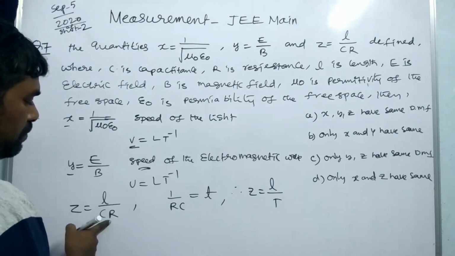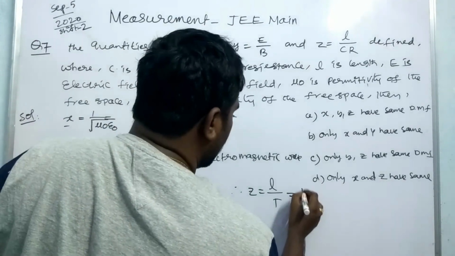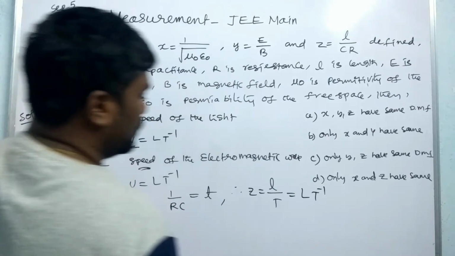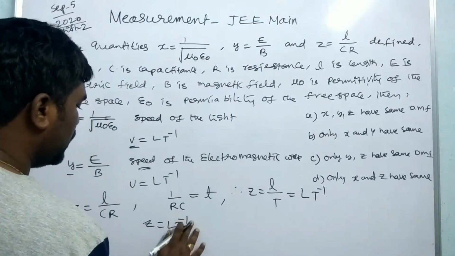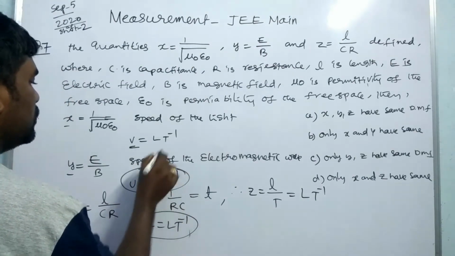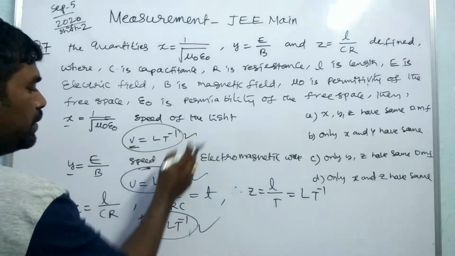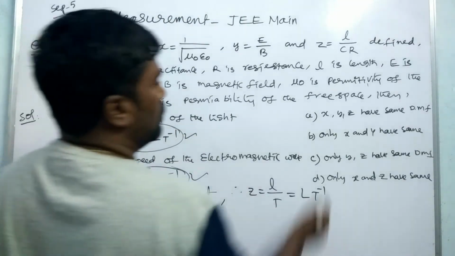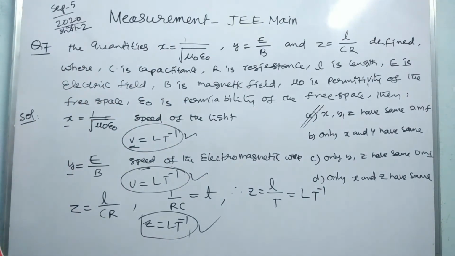T is for time, and 1 by CR, or 1 by RC, is equal to time. So Z is equal to LT minus 1. Just see, this is Y and this is X. X, Y, Z are all LT minus 1. So all of them, X, Y, Z, have the same dimensional formula. Very easy, note it.